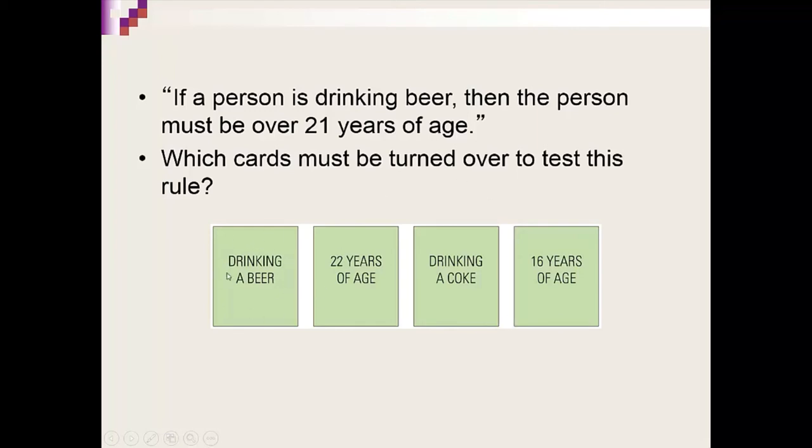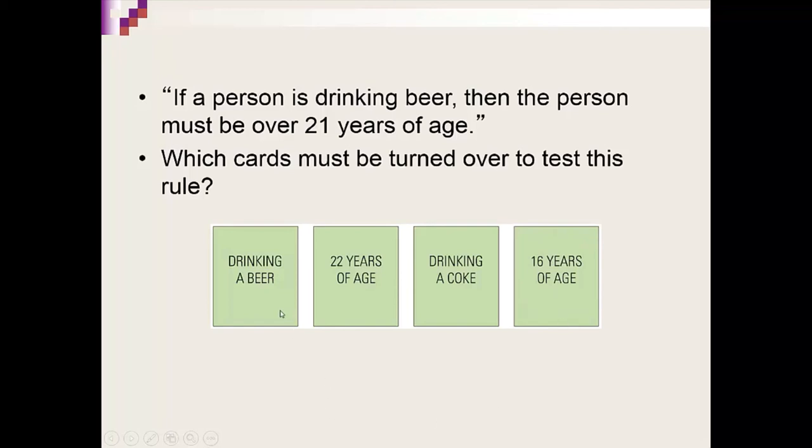So we zoom in fairly quickly on this one, that if the person is drinking a beer, we better flip the card over to make sure they're over 21 years of age. We come here to this card and we quickly realize we don't care what the 22-year-old is drinking, right? They can drink beer or they can drink Coke, it doesn't matter. We also don't really care how old the person drinking a Coke is. But we might want to check to see what beverage the 16-year-old is drinking.